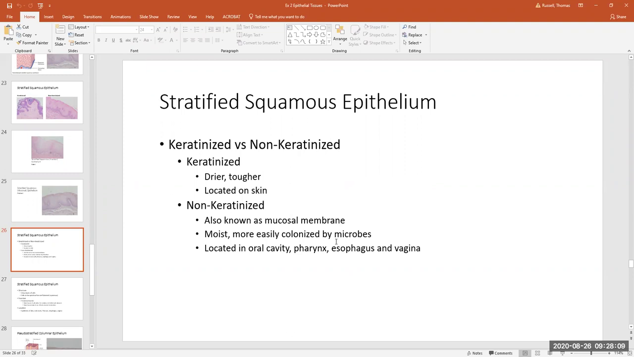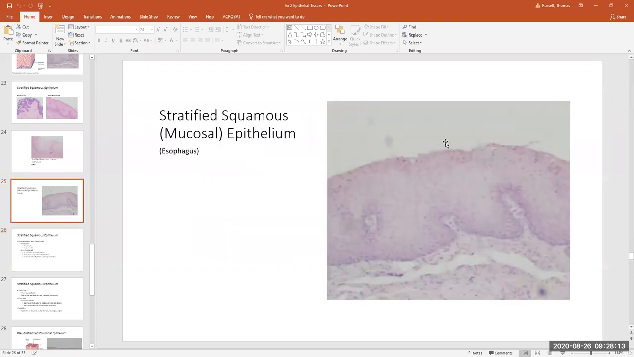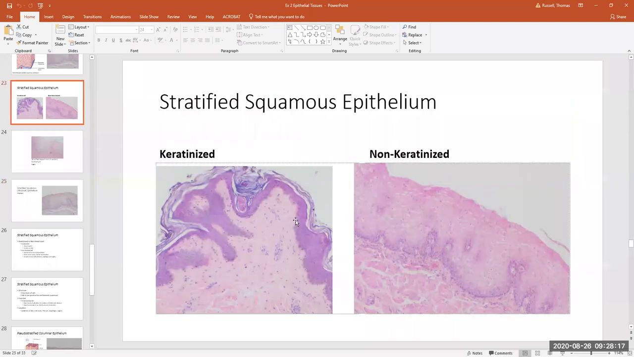So our non-keratinized stratified squamous does not contain the dead cell layers at the top, like the keratinized one does. These are all dead skin cell layers right here. Dead keratinized squamous epithelial cell layers at the top. Our non-keratinized stratified squamous epithelium does not have those dead layers at the top.